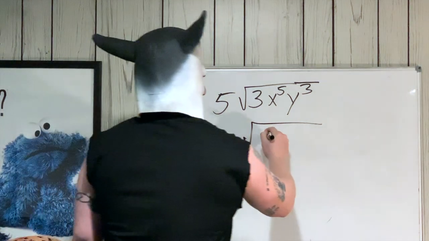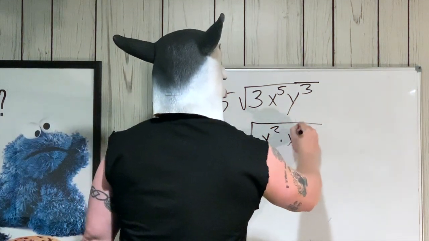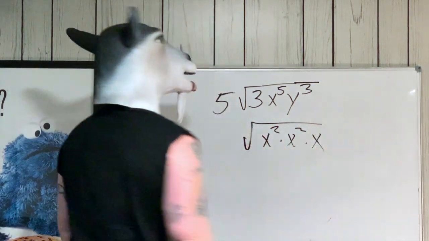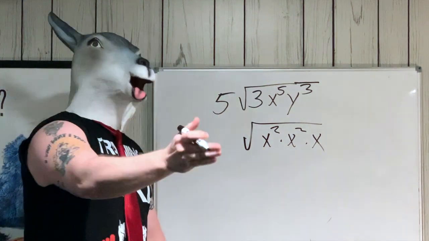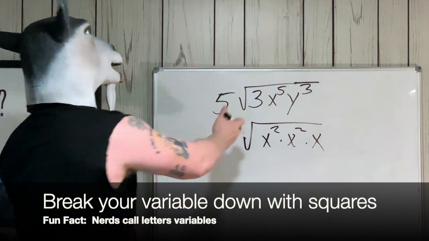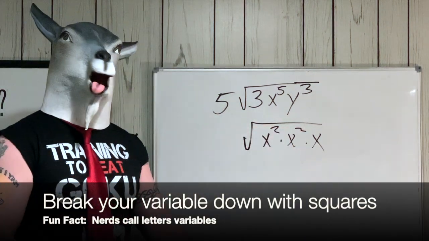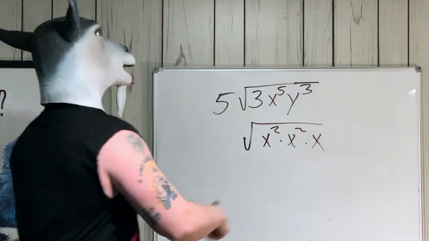All right, so we're going to go x squared, x squared, x, right? Because remember, x to the 5th is really just x times x times x times x times x, right? So boom, boom, boom. Look, I got 5 x's right there, all right? 2, 2, and 1, all right?